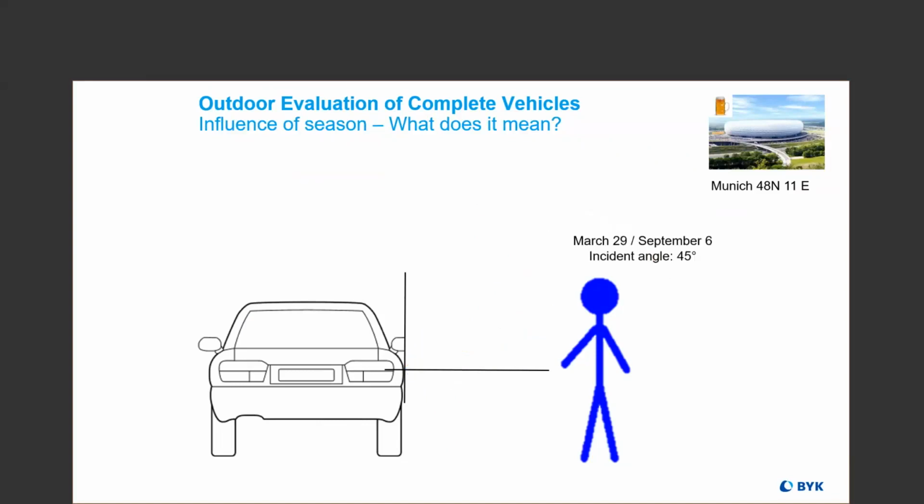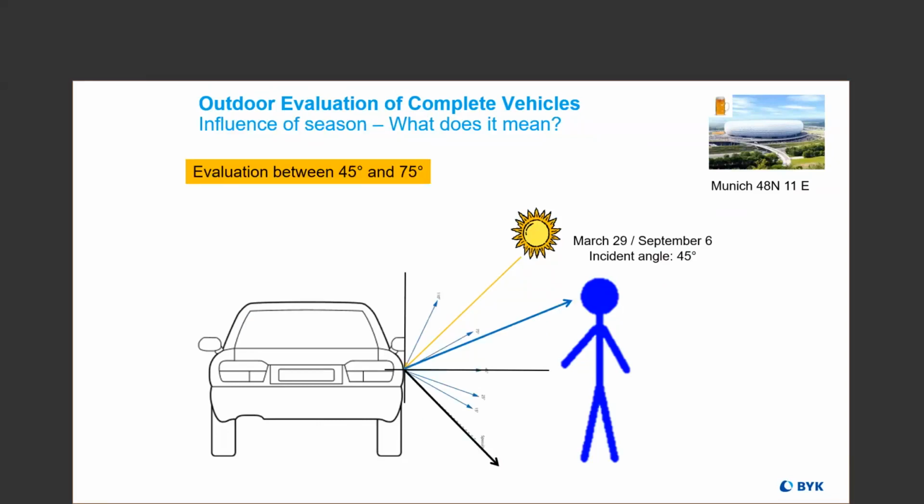And then we have our 2 perfect days of the year, March 29th and September 6th, the 2 days when in Munich the illumination angle of the sun at its peak will be at about 45 degrees. And that is also going to change the viewing angle a bit. So in this case, the evaluation is going to be a bit closer to the 75-degree mark.